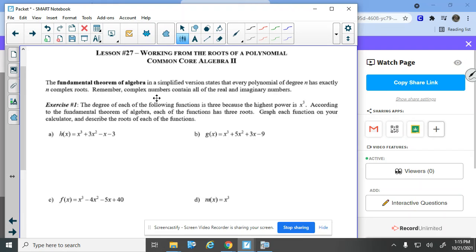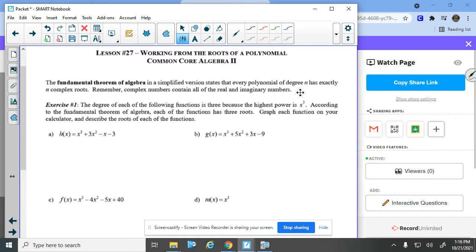In lesson 27, we're going to continue on from where we left off in lesson 26, where we started to talk about how graphs can give us equations of functions, thinking about those factors and how they relate to the roots. So first off, the fundamental theorem of algebra, in a simplified version, states that every polynomial of degree n has exactly n complex roots.